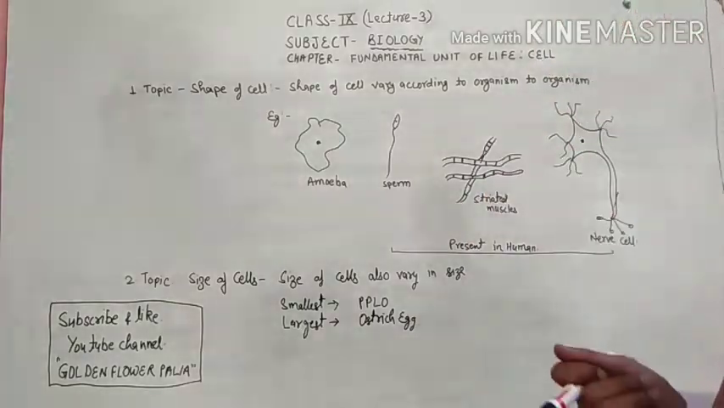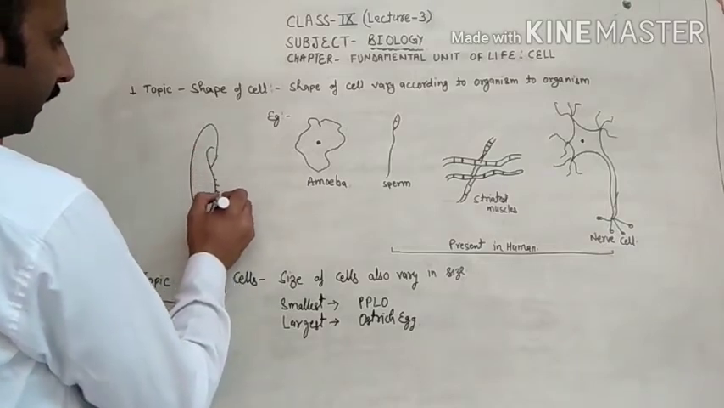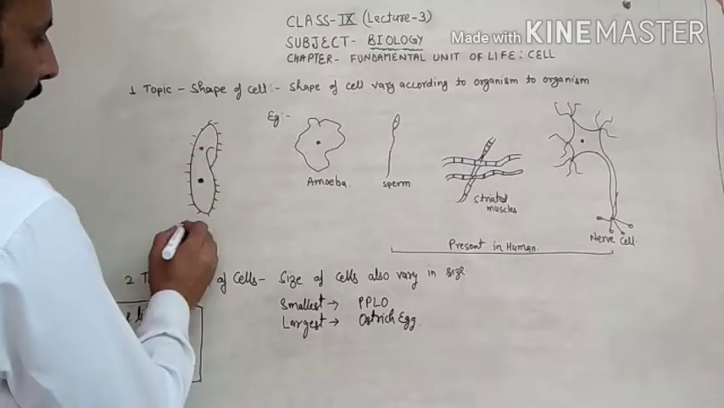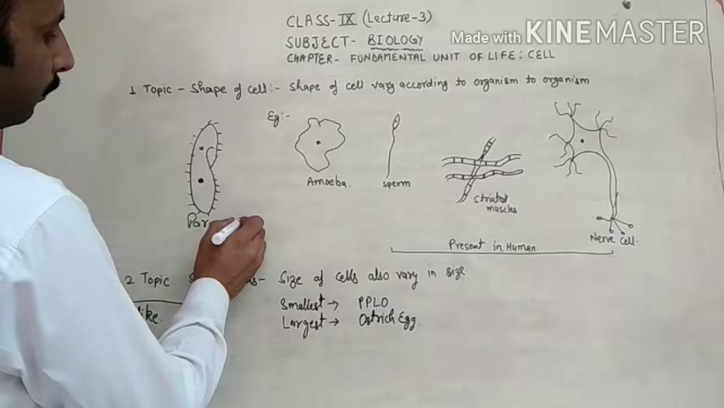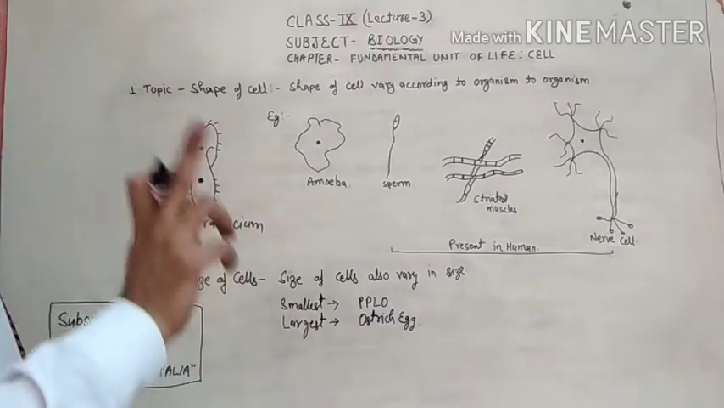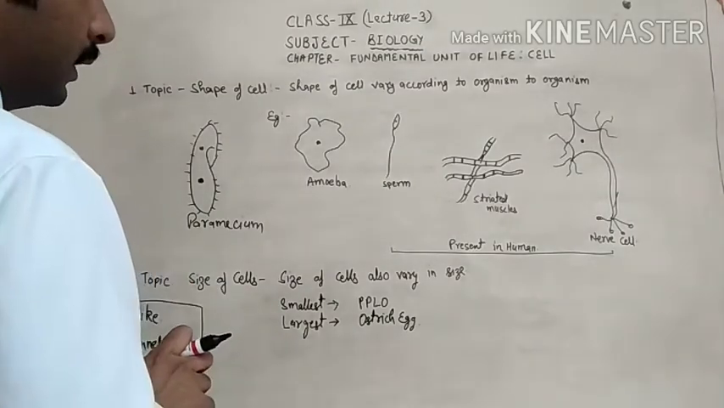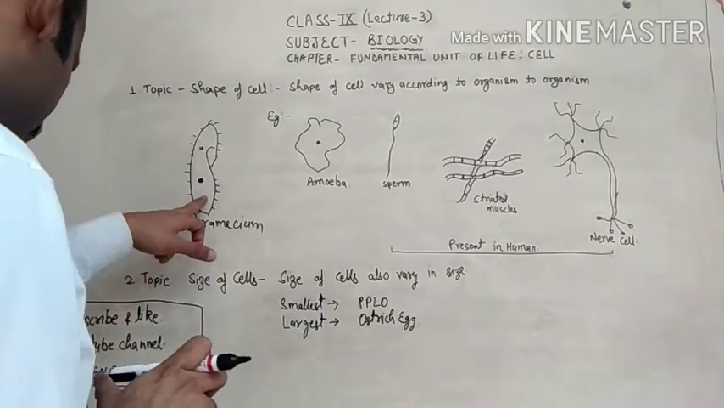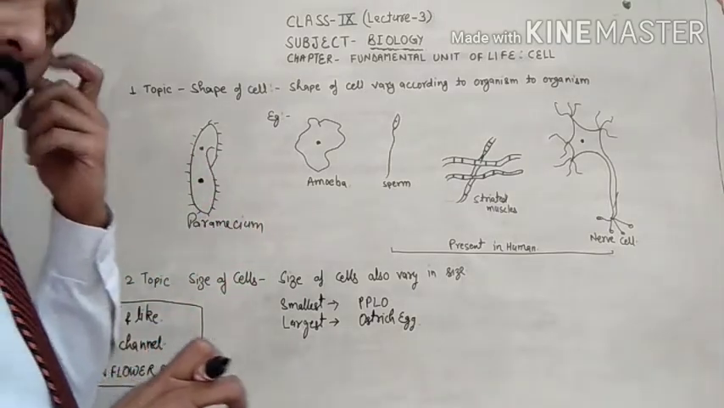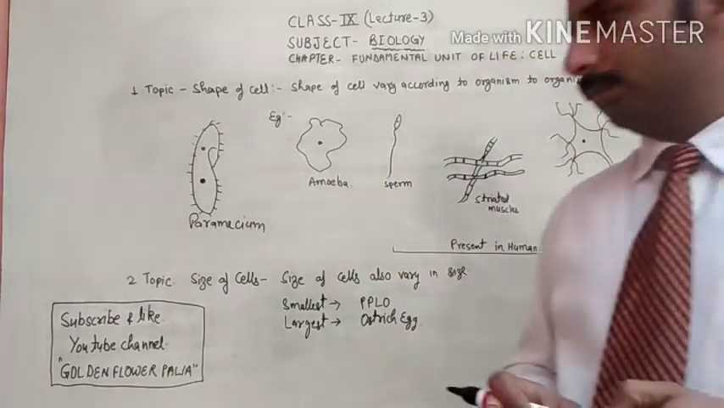If you would like another example, I can give you many examples. Just for example, this is a paramecium. This is the structure of paramecium. Now this is a single cell. This is a unicellular organism, right? Unicellular animal, unicellular organism. You can look at the structure of the paramecium. The structure of paramecium is also different in shape. So as I am telling you, the shape of the cells varies from organism to organism. I hope it is clear to you.